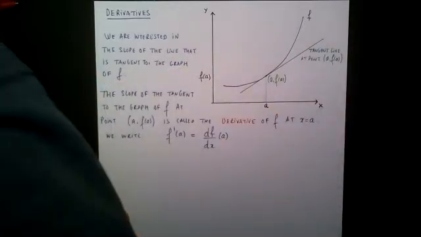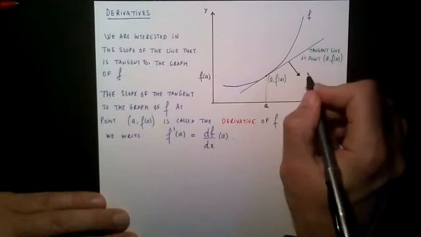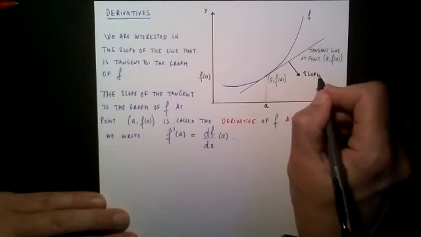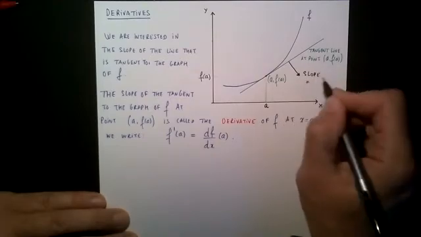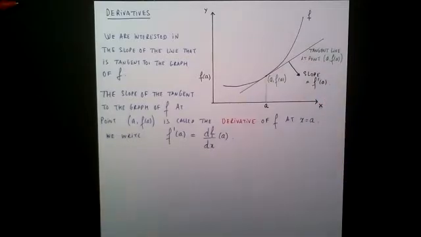I'll write it here. Slope is equal to what we call f prime of a. Any questions on the basic definition?